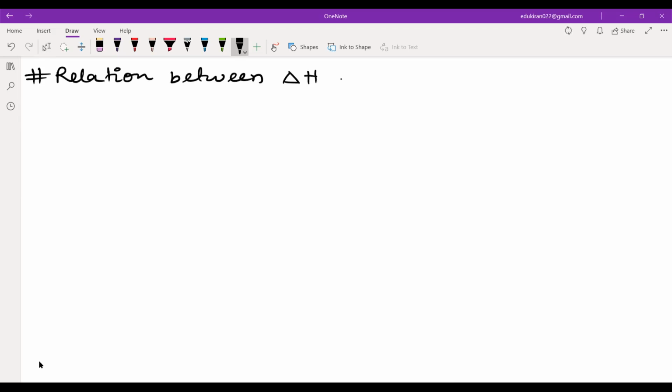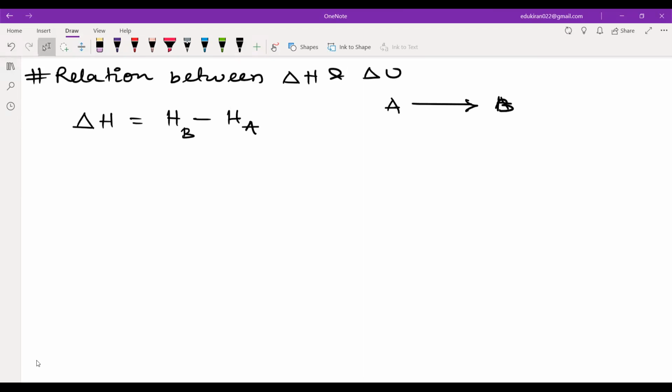delta H and delta U. So we know that delta H is equal to HB minus HA. Let us say there is a reaction in which A is converting itself to B, right? So final minus initial. Internal energy will be equal to final minus initial, right?